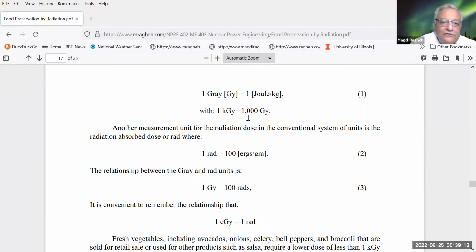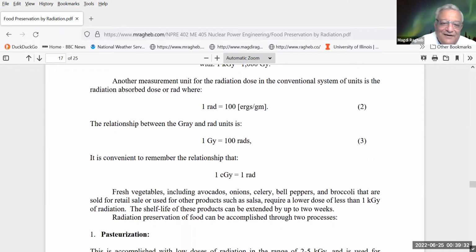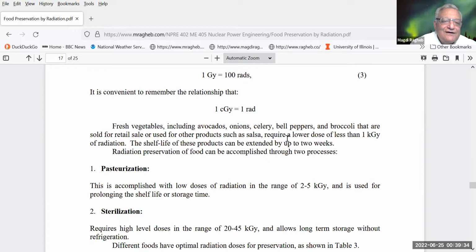If you make the conversion, 1 joule is 10 to the 7, or 10 million ergs, you'll find that 1 gray is 100 rads, and that 1 centigray, or 1/100th of a gray, is equal to 1 rad. And so if we want to use both units at the same time without getting confused, we should try to remember that 1 rad is 1 centigray.